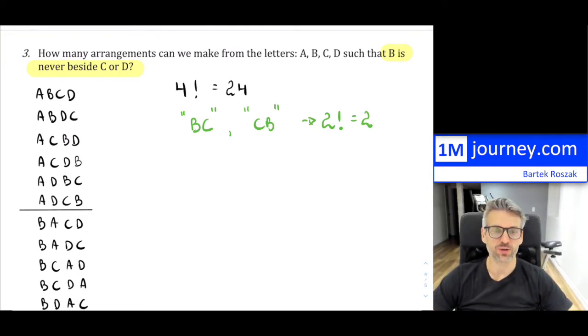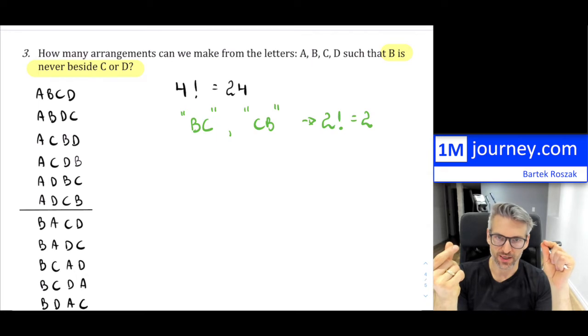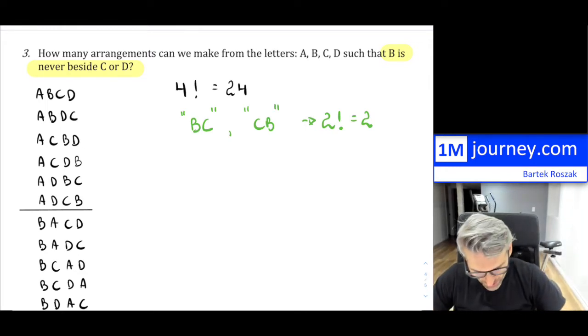And if we have them together, that leaves the A and the D to float around as they like. So we have basically 3 units. We have the B and the C, and then we're going to have the A and the D.